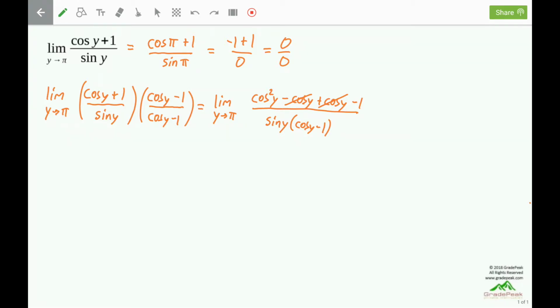But we don't have a sine of y just yet, and that's why we have to make use of a Pythagorean trig identity. We know that the sine squared of y plus the cosine squared of y equals 1. We need to get the cos squared of y minus 1, so we need to rearrange this by subtracting a 1 from the left side and subtracting a sine squared of y from the right side, so that we see what we need to replace the numerator with. And it turns out to be a negative sine squared of y.